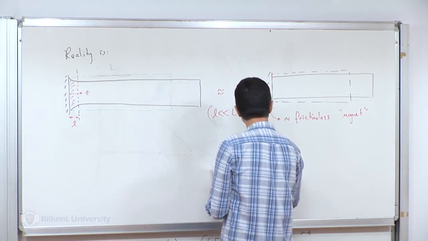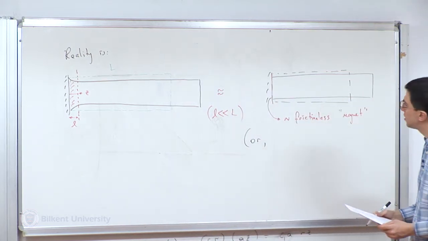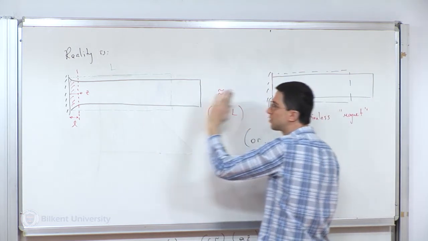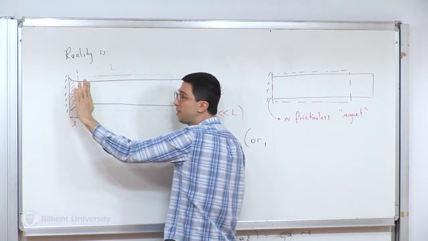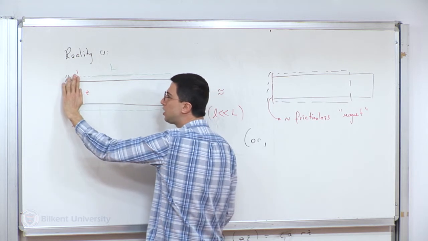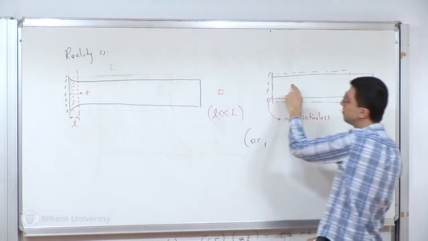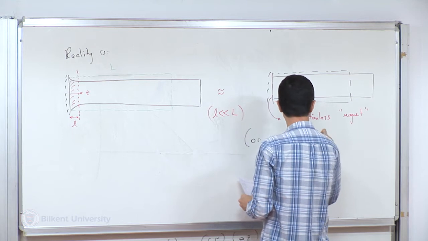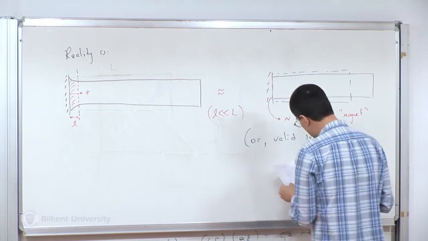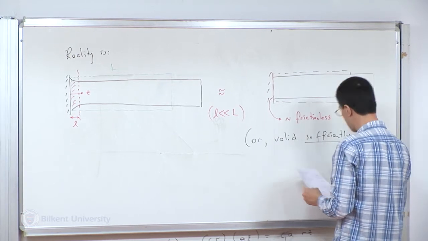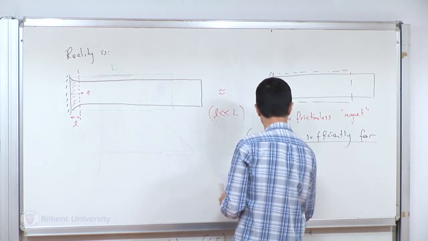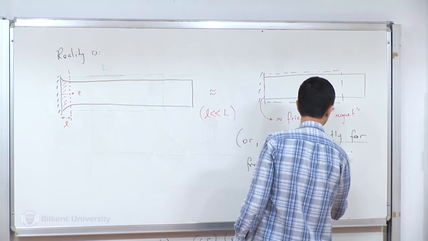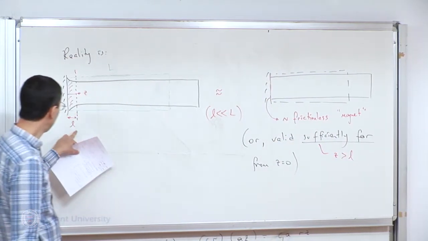Another way to argue this picture is to say that this picture is not a simplification of that problem. This is the picture that I see when I am sufficiently far from the end. I'm not modifying the problem. I'm just ignoring a small portion of it. Eventually, the solution that we will obtain is valid sufficiently far from z equals 0. And sufficiently far, in this case, for instance, simply means that z is greater than that representative length L.